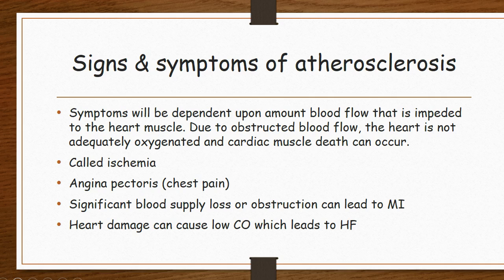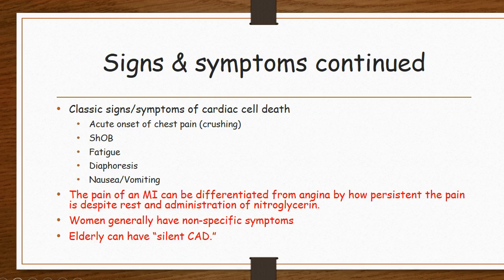Signs and symptoms. Symptoms are dependent upon the amount of blood flow that is impeded to the heart muscle. Due to this obstruction, the heart is not adequately oxygenated and cardiac muscle death occurs, and this is called ischemia. Ischemia is pretty much irreversible. Angina pectoris is just another way of saying chest pain. Significant blood supply loss or obstruction can lead to MI and heart damage, and that causes low cardiac output and leads to heart failure. So pretty much anybody that has an MI ends up having heart failure.